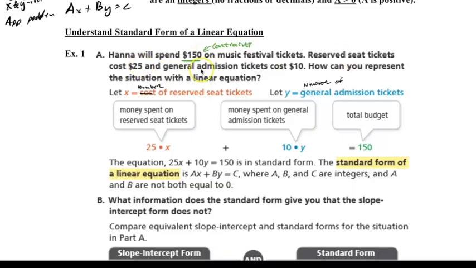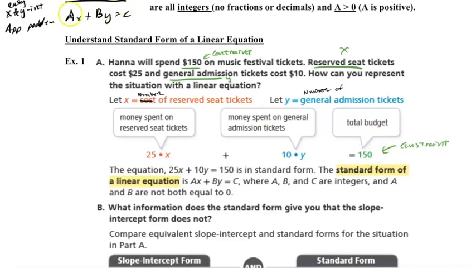One of the tickets will be x. In this case, reserved seating is x, and general admission will be our y. And with that, we could write an equation. We could go, okay, the cost of a reserved seating ticket times x, the number of reserved seating tickets we're going to buy, plus the cost of a general admission ticket times y will equal the constraint, 150. So this is a classic example where we can use standard form to set up an equation, where we go, how much does one ticket cost plus how much does the other cost? Add them up, it equals our constraint. So that's a good one for standard form.